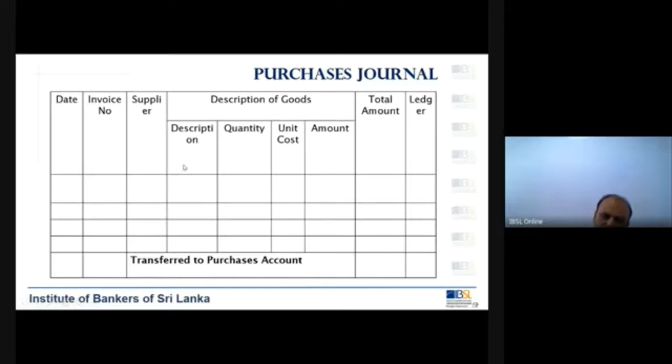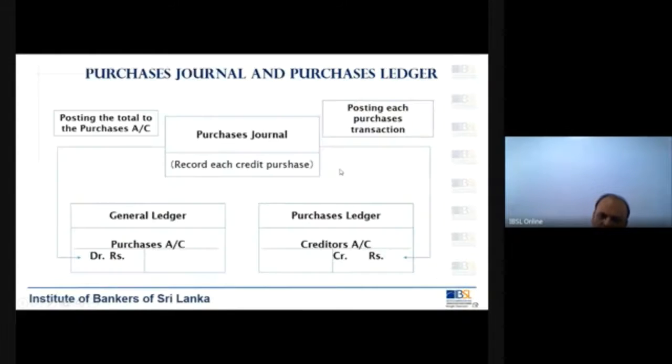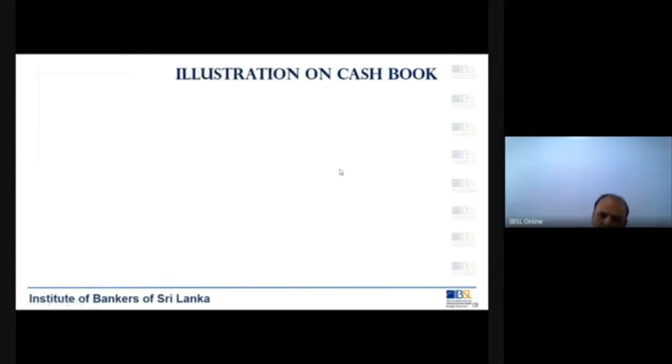So whenever there is no adequate information, you can ignore these columns. When there is no description, quantity, unit cost, you don't have to worry about those in the examination. Even the invoice number is not there, so you don't have to worry about it. What is relevant, only that you will fill.